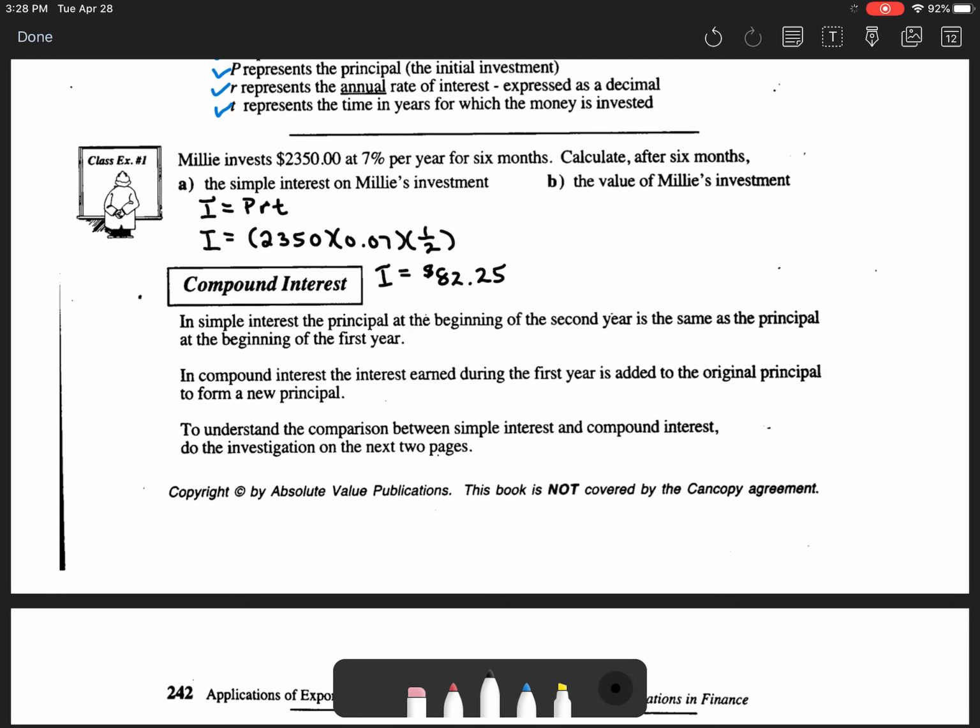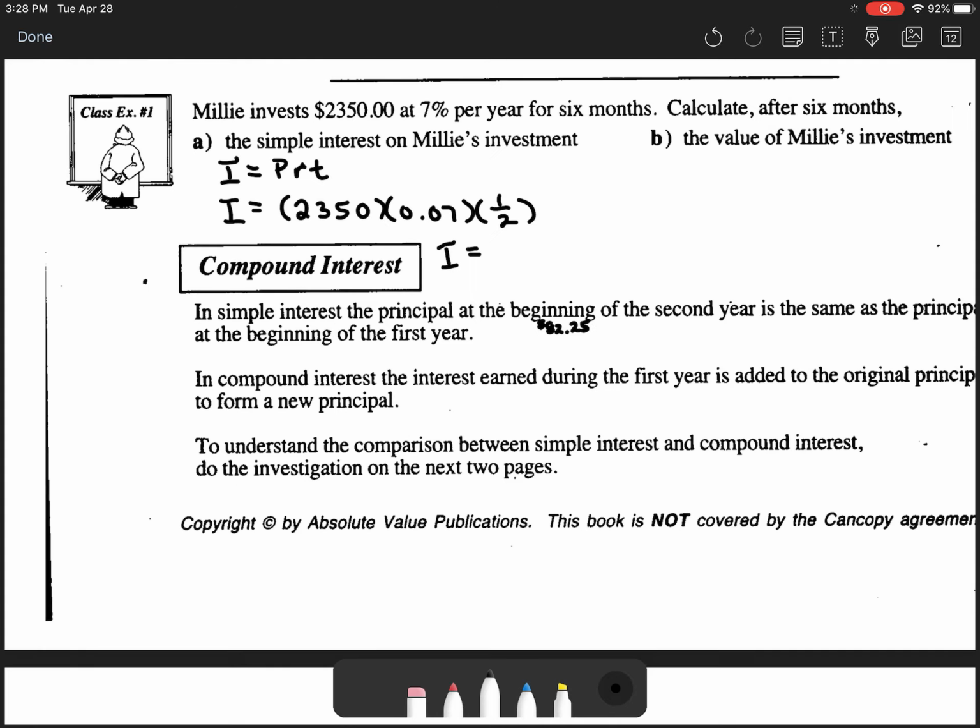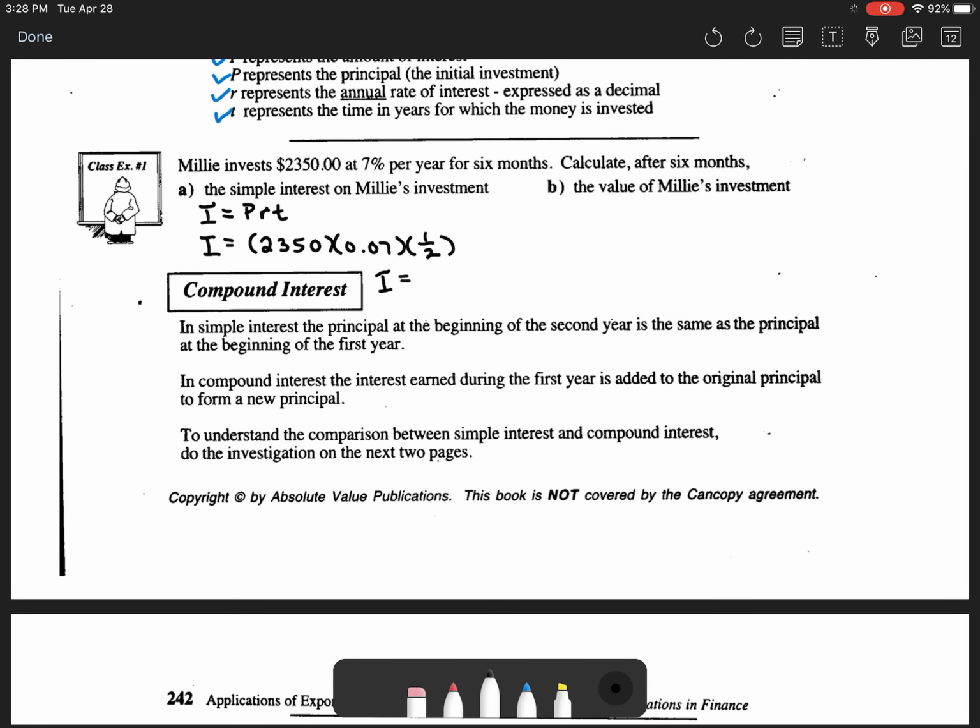So you can write 1/2 there, you can write 0.5, whatever you understand or prefer to write in the brackets there. The calculation will be the same, and that comes out to be $82.25. So that's just the amount of interest.